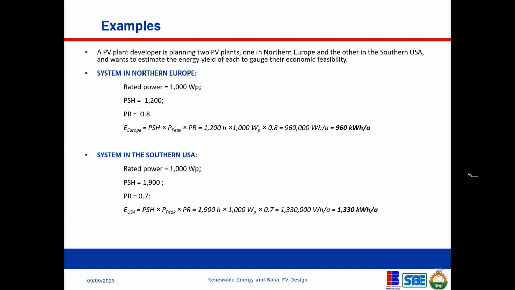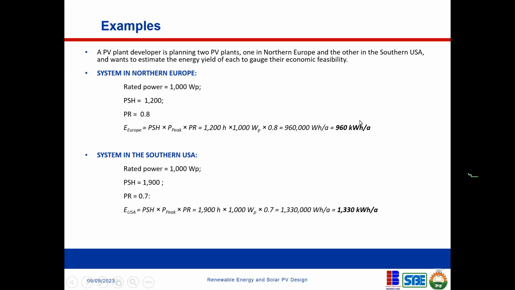So in Northern Europe, the rated power of the project is 1,000 watts, 1,000 watt peak. In fact, both of them are 1,000 watt peak. But the peak sun hours in Northern Europe is 1,200 for 1 year, and the performance ratio is 0.8, that's 80%. So the energy yield is equal to the peak sun hours times the peak 1,000 watt times the performance ratio. So when you do that, we have peak sun hours of 1,200, 1,000 watts peak times 0.8. If you do that, you have 960 kilowatt hour per annum.